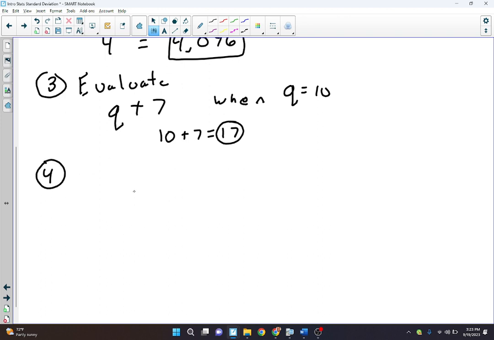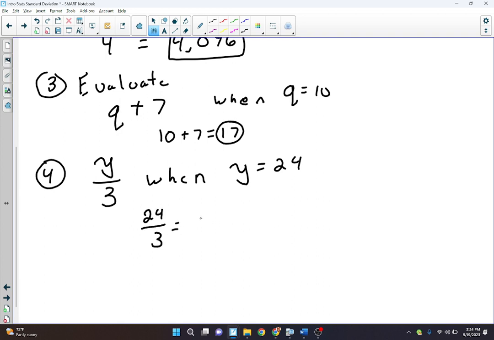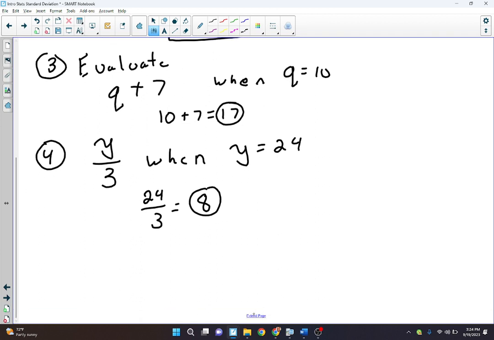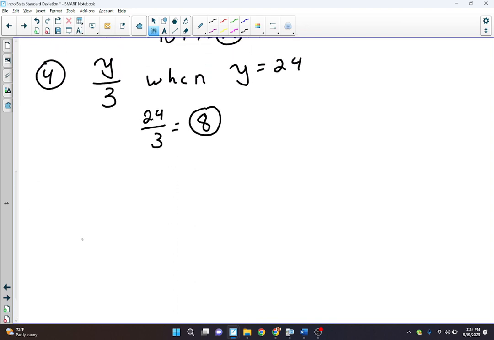Yes, you'll see everything. Number 4, and then they get a little bit harder as you go on. For example, y divided by 3 when y equals 24. All you're doing is plugging in the number. 24 divided by 3 equals 8 in this case. Remember, when I say evaluate, that means actually do the math, okay?